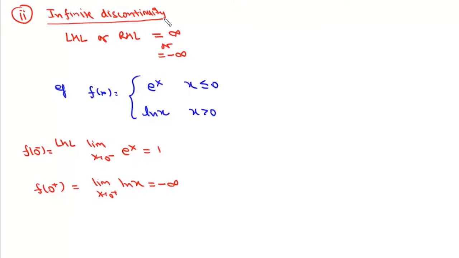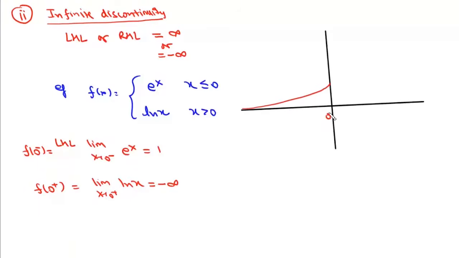Now if we draw this graph, we know that e to the power x is an increasing function. So this is 0 and this is 1. And this graph of log x is drawn like this. Now this is 0, and this value is 1.